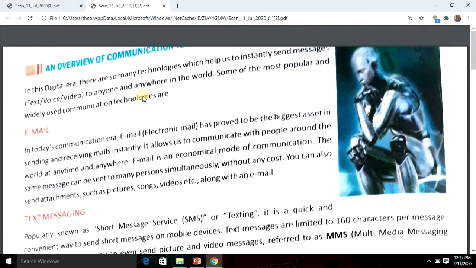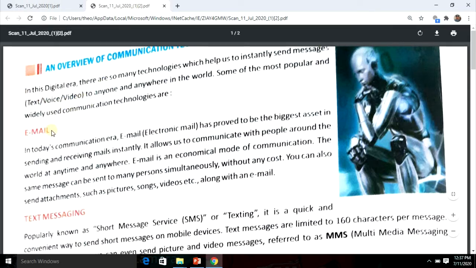Now the next topic is an overview of communication technology. What communication technologies are used? Communication in the form of text, voice, and video.